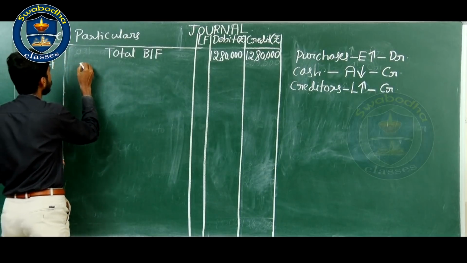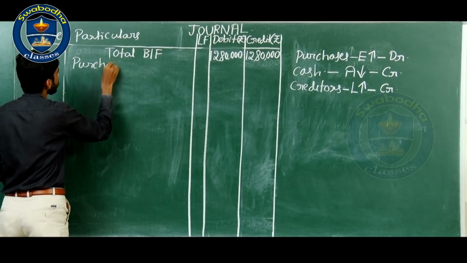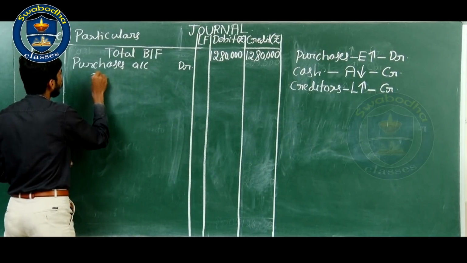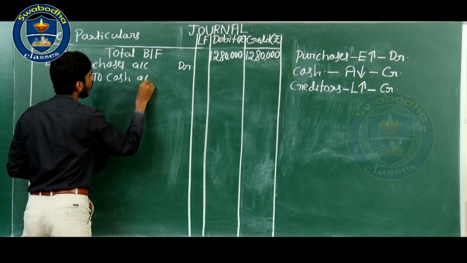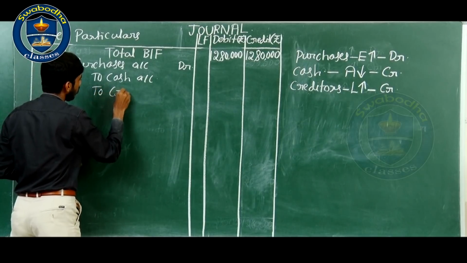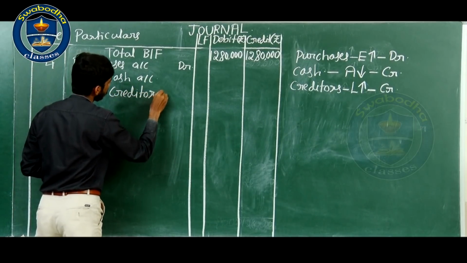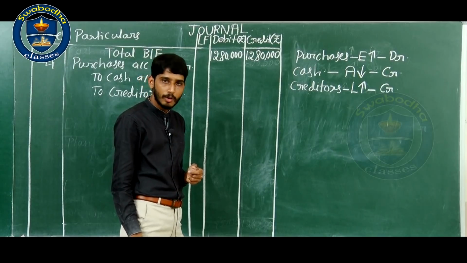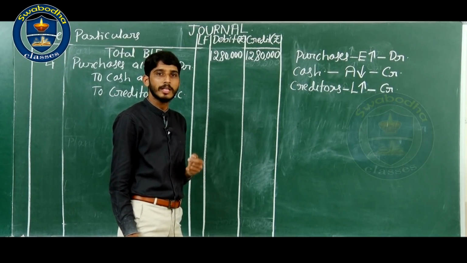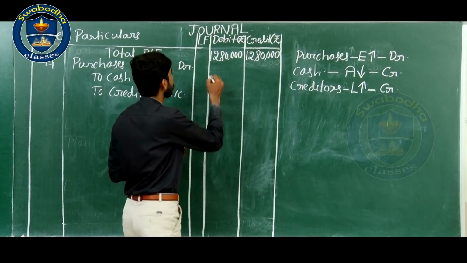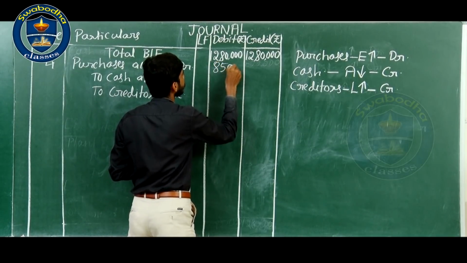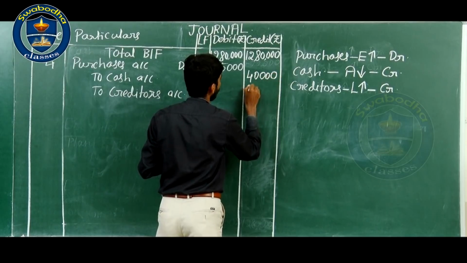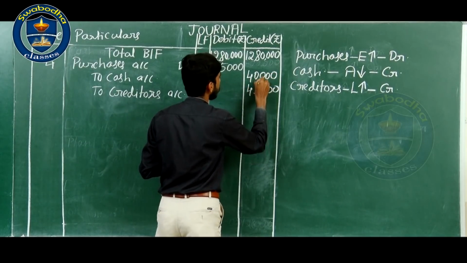Fourth transaction, purchases account debited to cash account to creditors account. Total value of purchase is 40,000 in the form of cash and 45,000 in the form of credit. So, the total is 85,000. 40,000 is cash, remaining 45,000 credit.